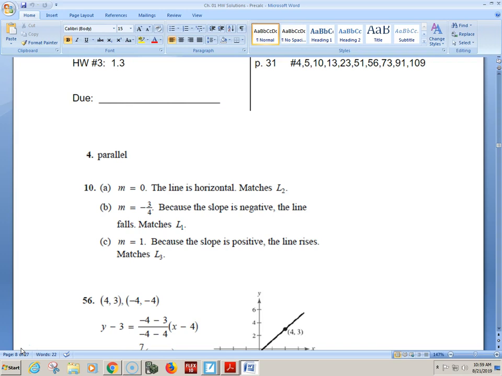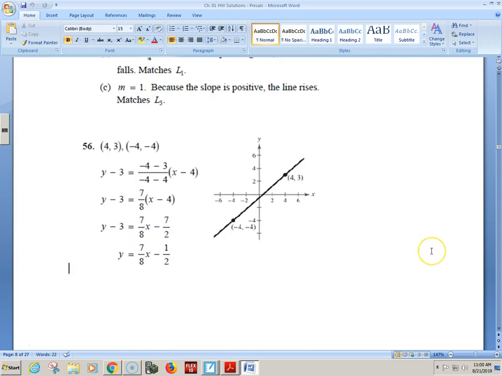Okay, number 10 is a matching thing. Did A go with L2, B go with L1, C go with L3? Does that all make sense? Yes. Oh, okay. I said no. I didn't think that was a typo, but it might have been.